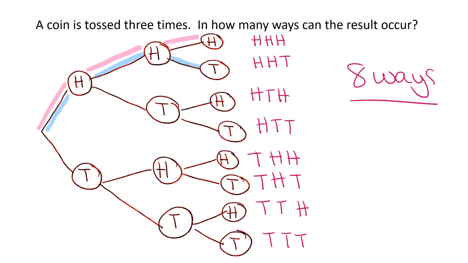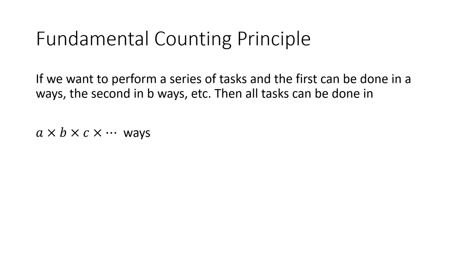So a tree is a really nice way to visualize how a series of events can occur, like tossing this coin 3 times. But it turns out we actually have a faster way that we can solve this problem. There's something called the fundamental counting principle. And this basically says if we have a series of tasks, we can multiply the number of ways each part, each thing can happen together. So this is easier for me to explain with an example. Let's go back to that first problem. We toss a coin 3 times.